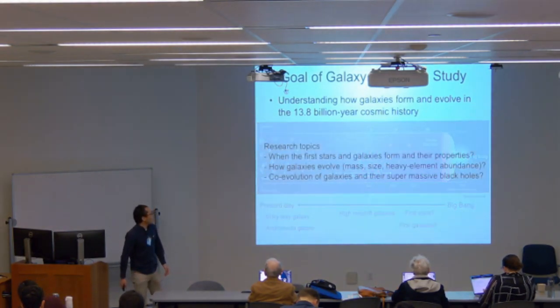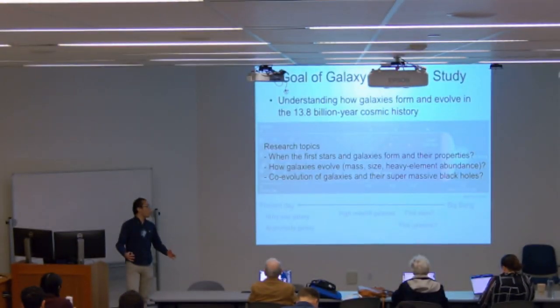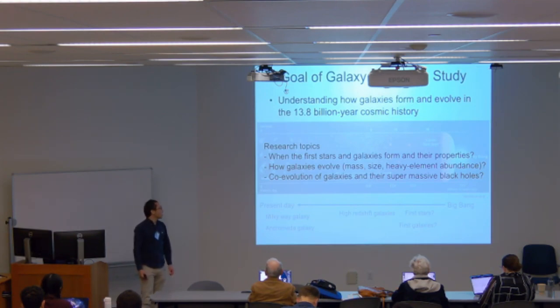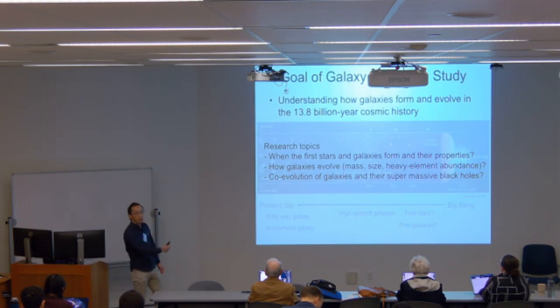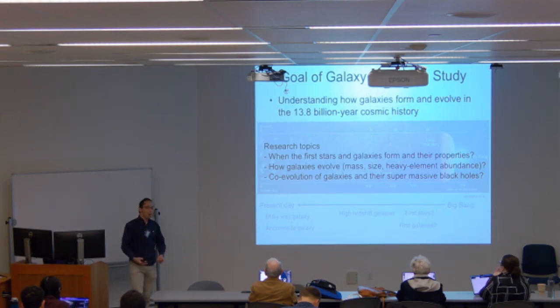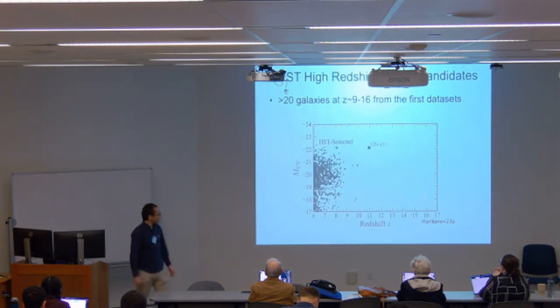For example, we want to understand when the first stars and first galaxies form and what their properties are. And also we want to understand galaxy evolution. Galaxies evolve through cosmic time in mass, size, and heavy element content. And also some people may be interested in the co-evolution between galaxies and their supermassive black holes, AGNs.